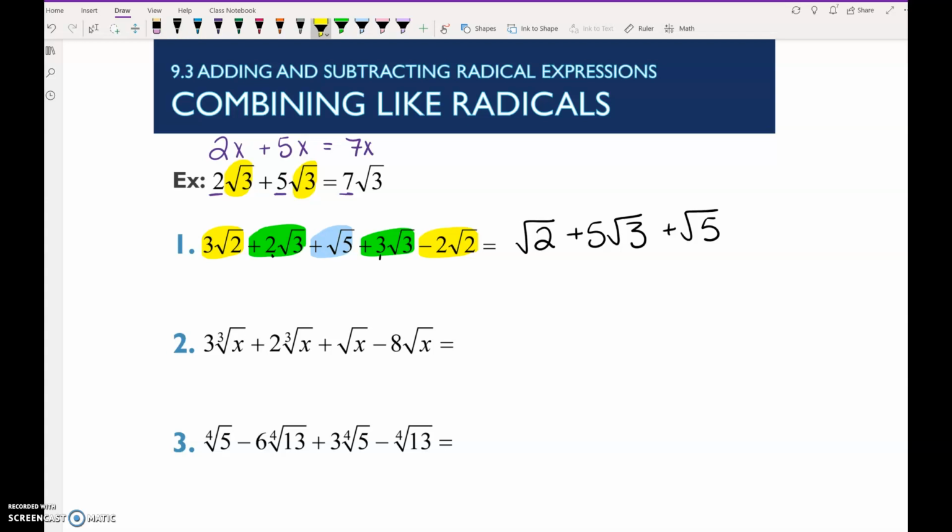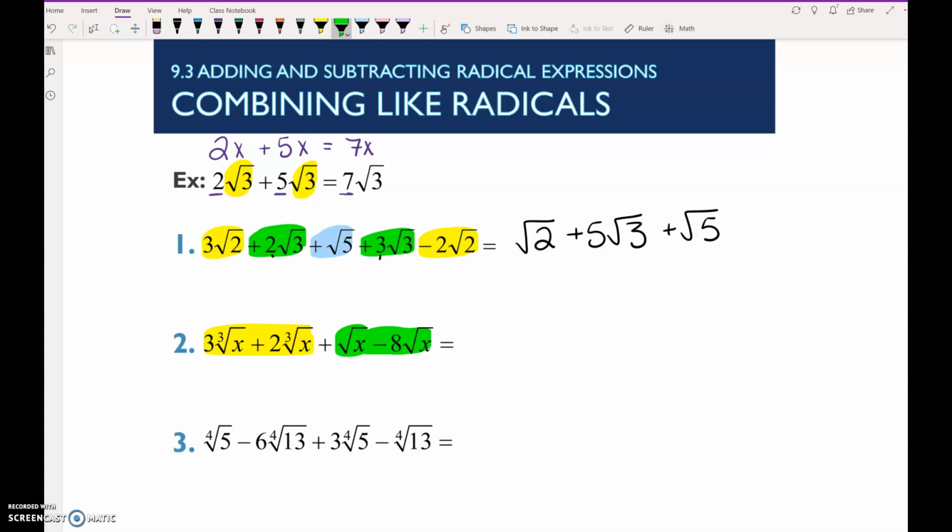In number 2, we're not actually going to do all of number 2. I just want you to notice for a radical to be the same, it has to be the same index and the same radicand. So cube root of 3 can be added with cube root of 3, but square root of x and square root of x would have to be combined together.